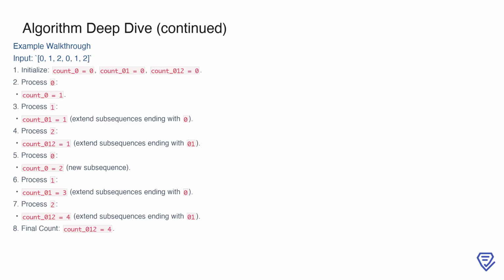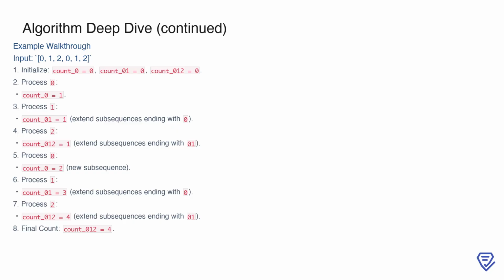Processing the first element, 0, we increment count_0 to 1 because we can form a new subsequence with this 0. Next, for the element 1, we update count_01 to 1 since we can extend the subsequence ending with 0 to include this one. For the element 2, we update count_012 to 1 as the subsequence 01 can now be extended to include this too. Processing the second 0, we increment count_0 to 2.